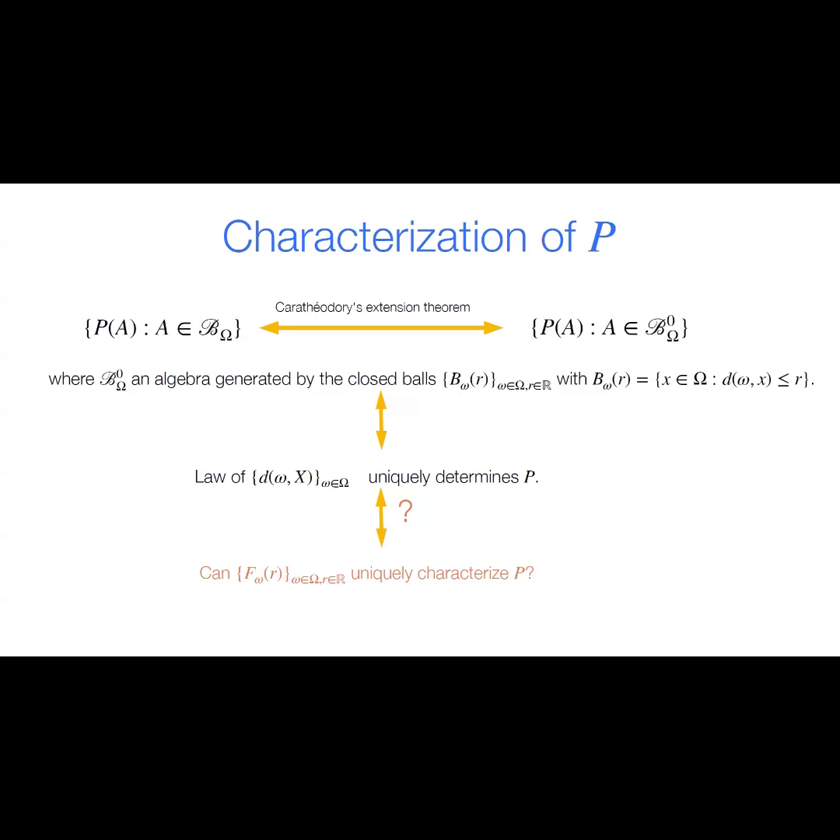And we know that if we are in the Euclidean space, then a measure is completely identified by its value on all possible closed balls. But is this true if we go beyond Euclidean spaces? What happens in general metric spaces? Can the collection of distance profiles evaluated at all centers and all radii identify the underlying distribution?